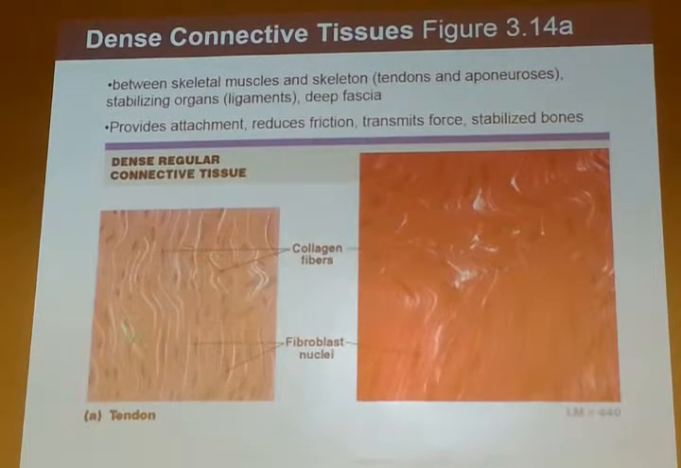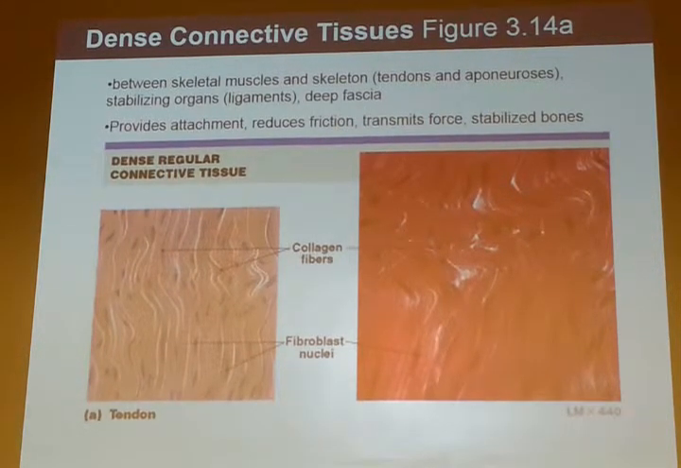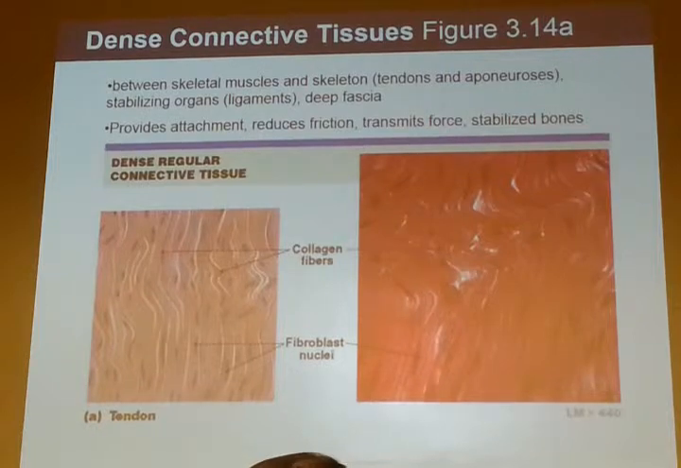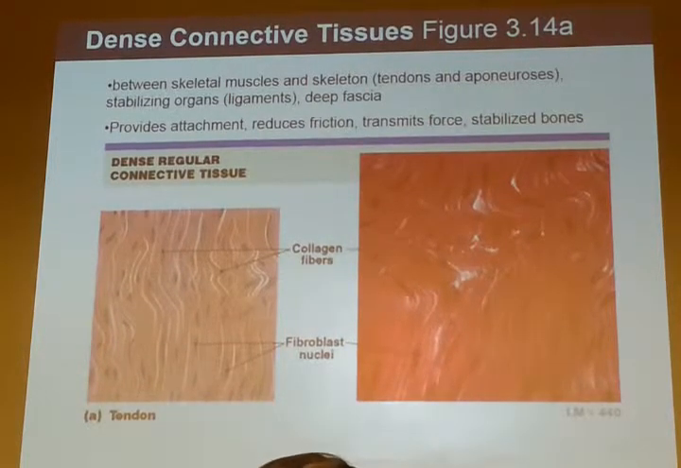No blood vessels. This is avascular. So you rip a tendon, you damage a ligament, it heals very, very slowly. Better to rip the muscle, it's going to heal faster. Better to break a bone than to rip a tendon or a ligament.